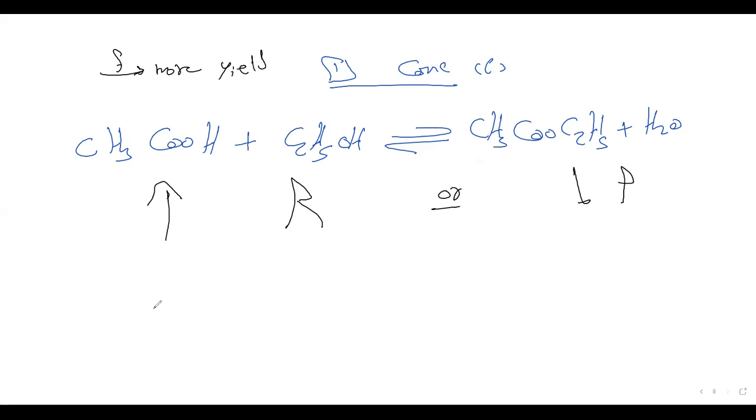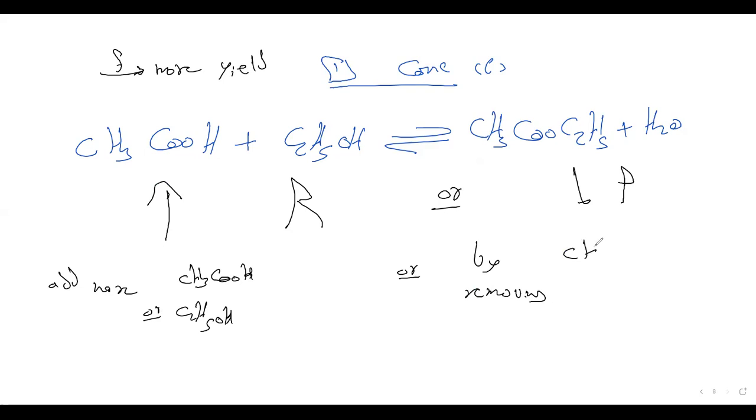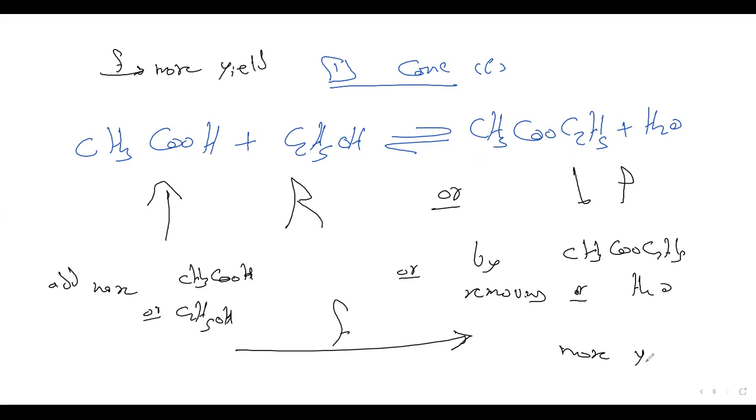So if we add more CH3COOH or C2H5OH, or by removing CH3COOC2H5 or H2O, the reaction moves forward. When the reaction moves forward, it means that more yield is produced.